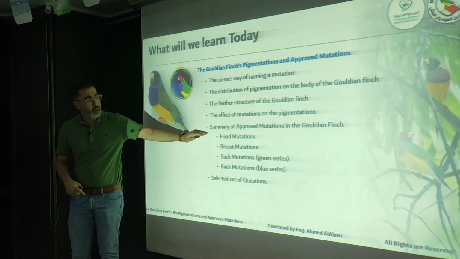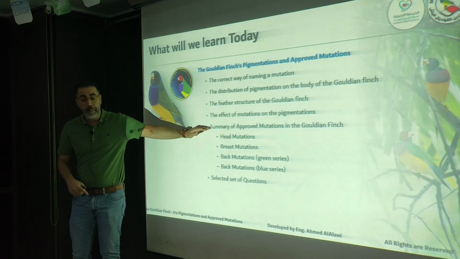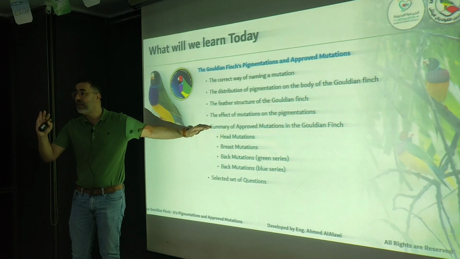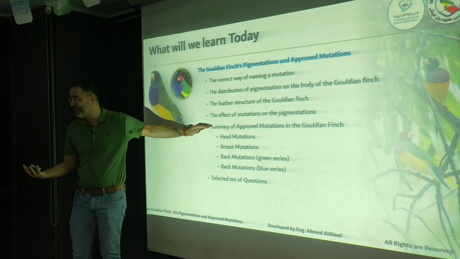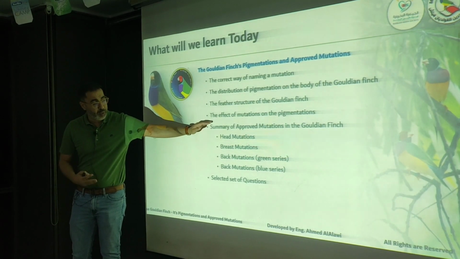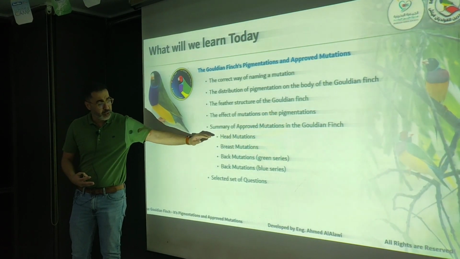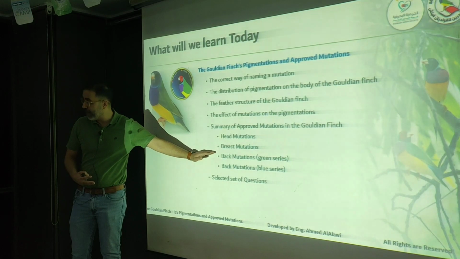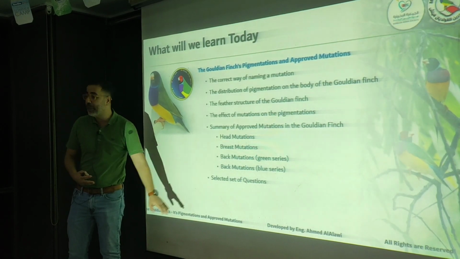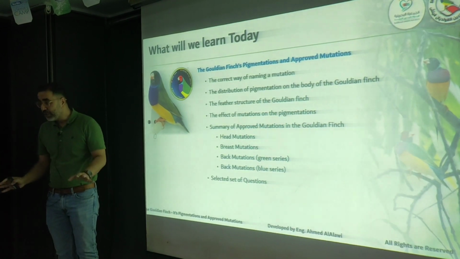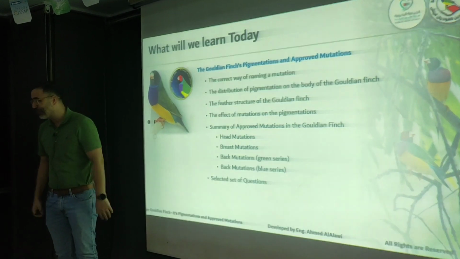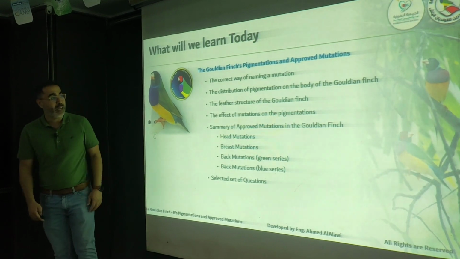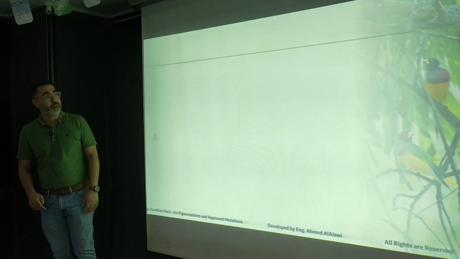From here, we talk about the approved mutations for show competitions. You hear all kinds of names, but what is approved? What is not approved? We will talk about that. I start with head mutations, breast mutations, then we talk about the green back and the blue back, and we wrap it up with questions that I have selected for you. Okay, so if you don't ask me, I will ask you. Right, with this, let's start.